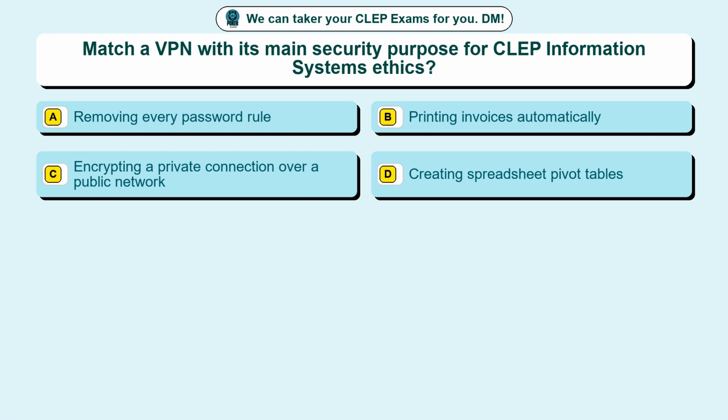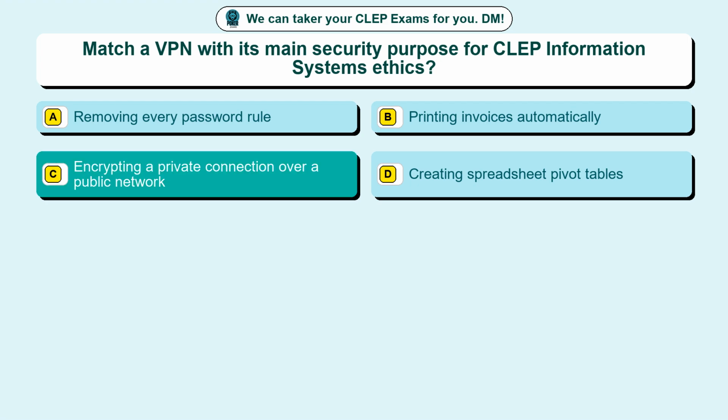Question 38. Match a VPN with its main security purpose for CLEP Information Systems ethics. Option A. Removing every password rule. Option B. Printing invoices automatically. Option C. Encrypting a private connection over a public network. Option D. Creating spreadsheet pivot tables. The correct answer is option C. Encrypting a private connection over a public network.